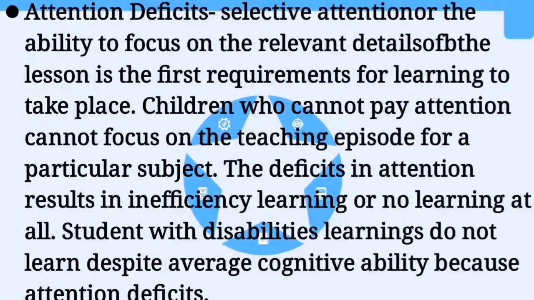So next is attention deficit. Selective attention, or the ability to focus on the relevant details of the lesson, is the first requirement for learning to take place. Children who cannot pay attention cannot focus on the teaching episode for a particular subject. So the deficits in attention result in inefficient learning or no learning at all. Students with learning disabilities do not learn despite average cognitive ability because of attention deficit.